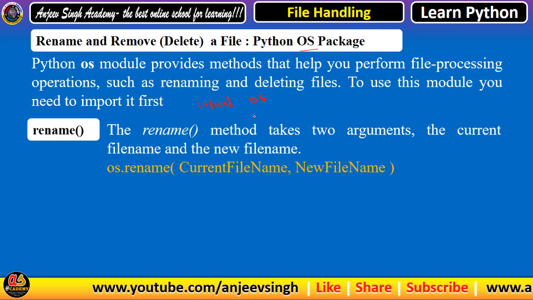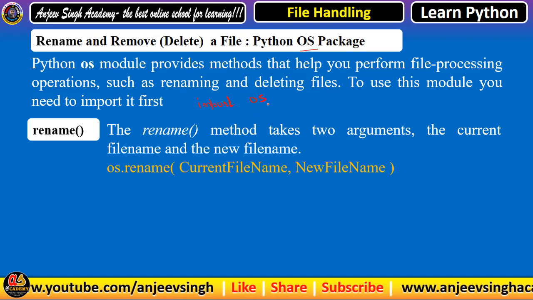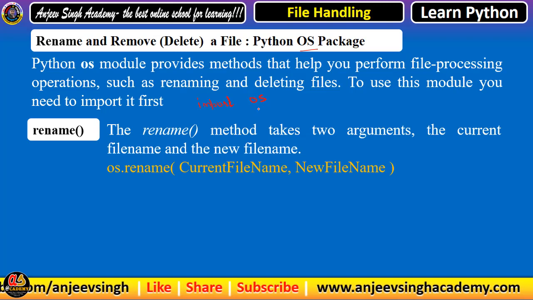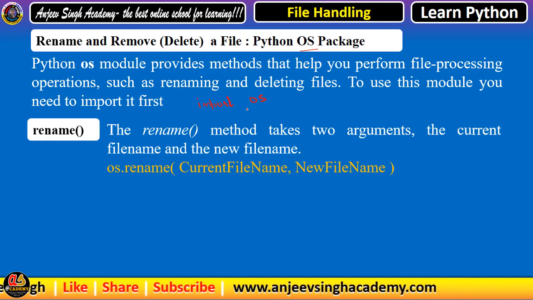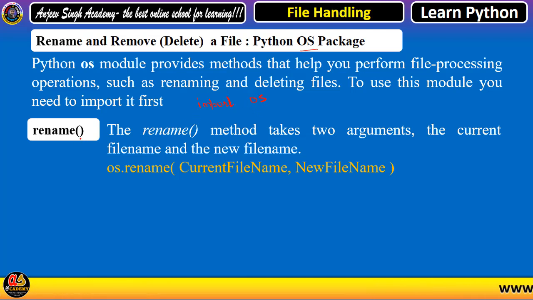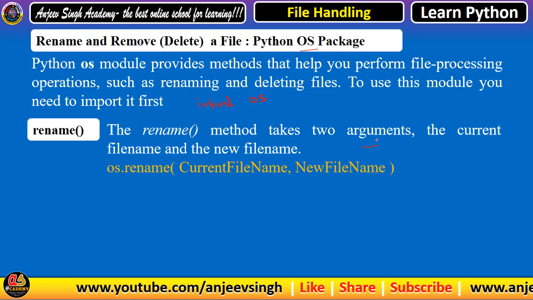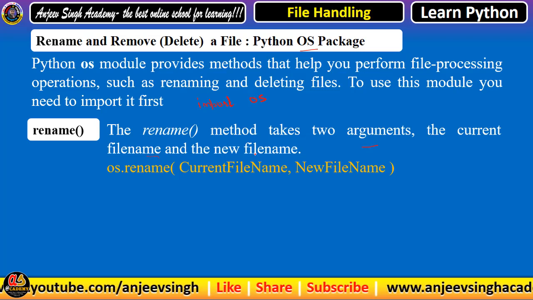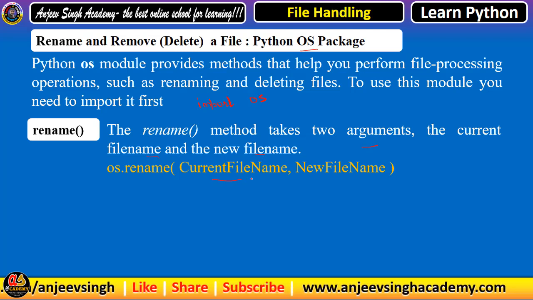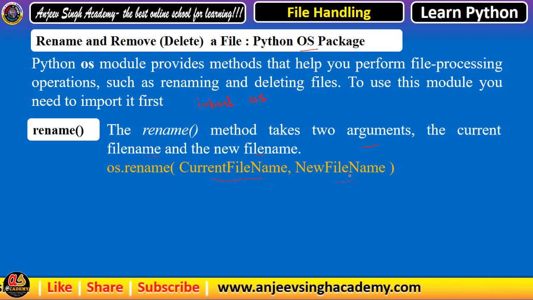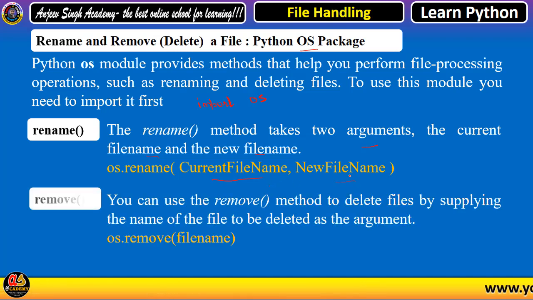This OS module has the cls command also, make directory, create directory, change directory. So there are so many commands. Out of these we are going to discuss, because we want to delete, and for that we require only two commands. One is called rename and another is called remove. So what is the use of the rename command? This method requires two arguments, and the current file name can be changed with the new file name. Means you want to change the name of the file, you have to call the rename function.